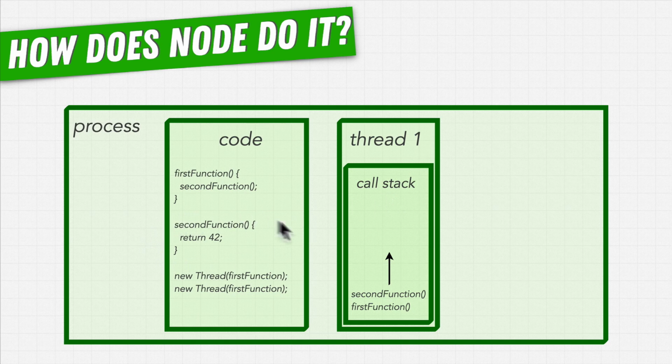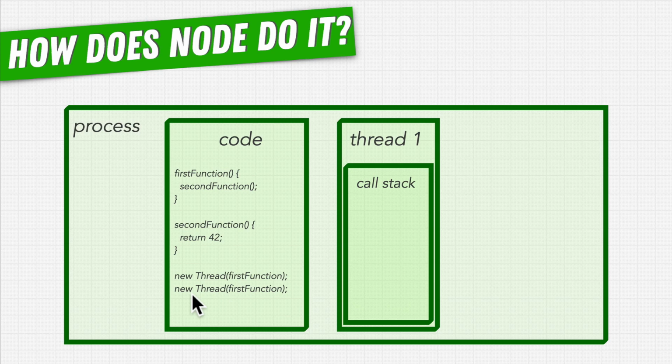Now, when the second function returns the value 42, the second function is removed from the top of the stack. The return value is sent back to the first function, and the first function is now completed, so it's removed from the top of the stack. Now, that's if we had one thread. But remember, we're creating two threads here.